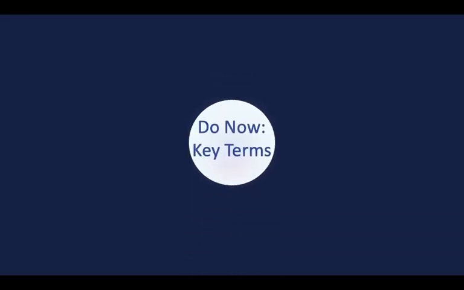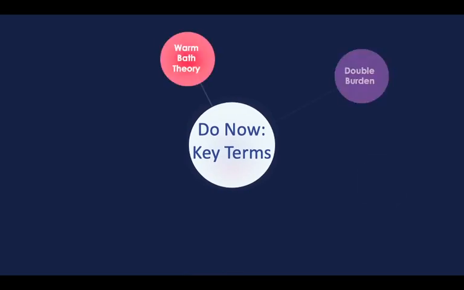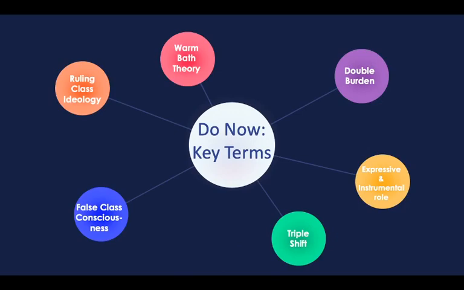So I want you to see if you can remind yourself of these key terms that we have. So we've got the ruling class ideology, warm bath theory, the double burden, expressive instrumental role, triple shift, and the false class consciousness. I want you to have a look at these first before you go on and see if you can figure out which each of them are, how you would define them. So give the video a pause and then hear the answers.